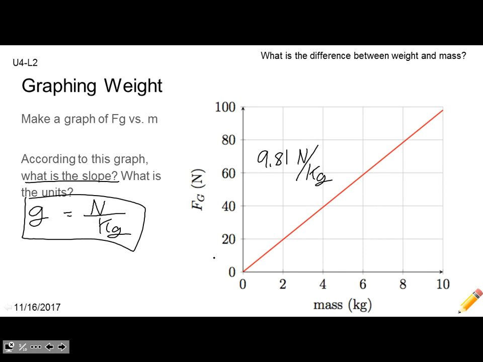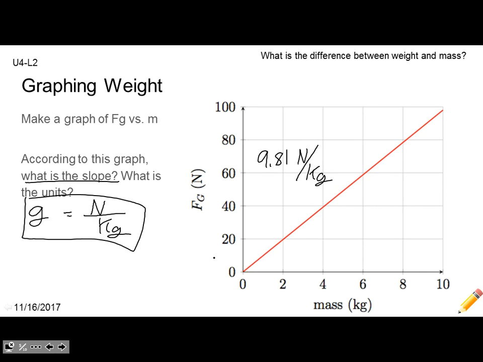It says, for every kilogram, this is how many newtons you would get. If you've got 2 kilograms, you'll get 20 newtons of force. 4 kilograms, 40 newtons of force. 6 kilograms, 60 newtons of force, right? Gravitational field strength.